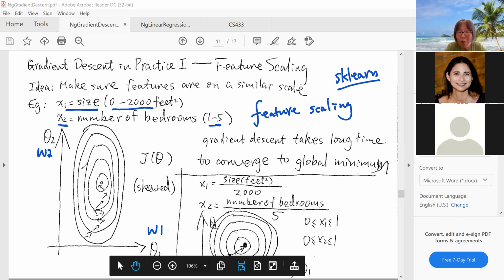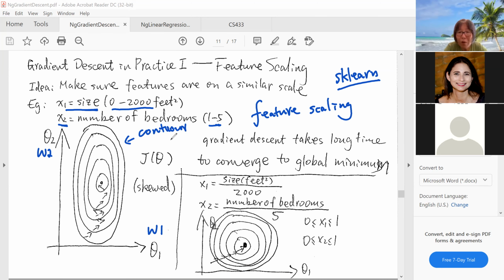here is the cost function. This is the contour for the cost. You can see it's skewed, and when it is skewed, it may take a long time to converge to the global minimum.